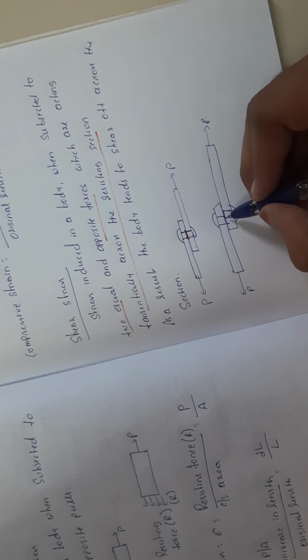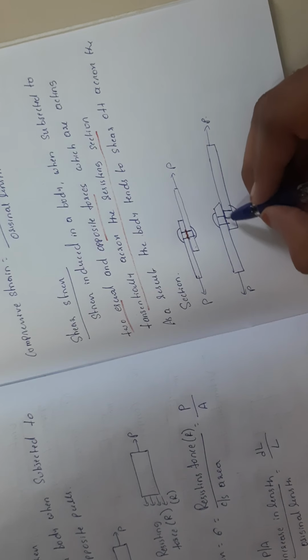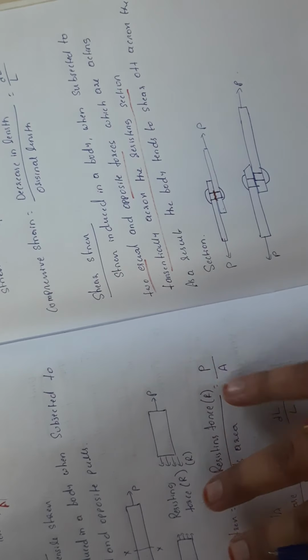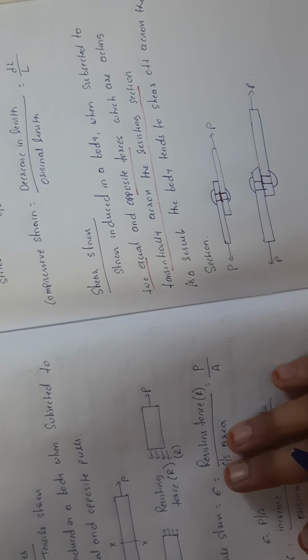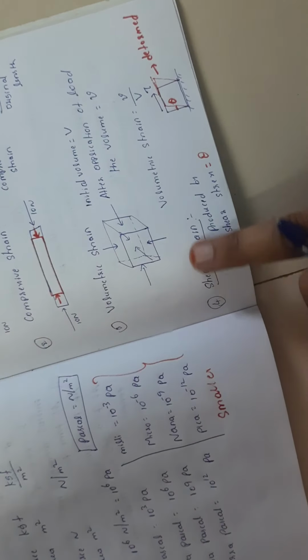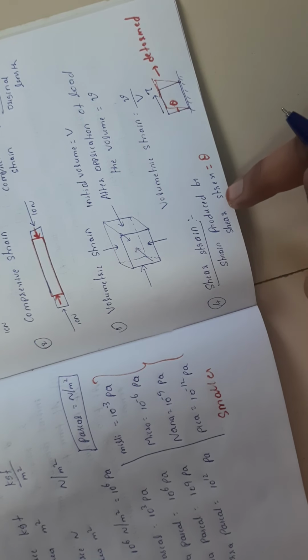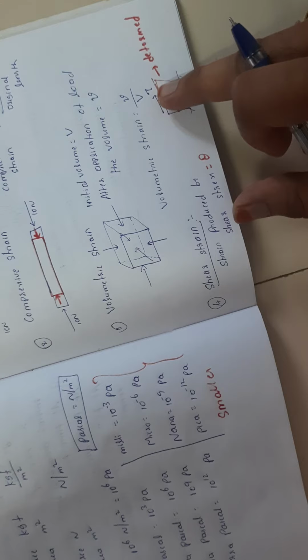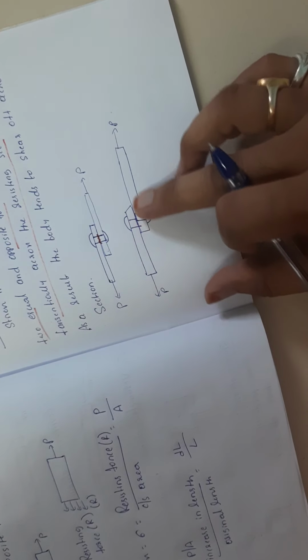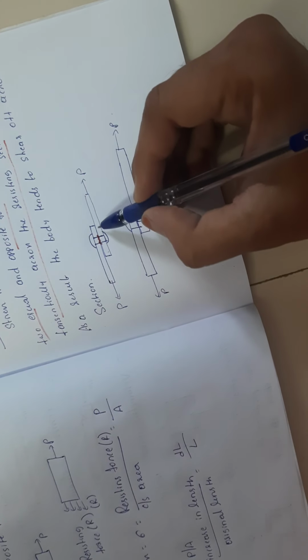This kind of failure, or this kind of application of force, is called shear stress. The stress induced because of this kind of tangential force is called shear stress. I told you just before, some 10 minutes before, about shear strain. The strain produced due to shear stress is called shear strain. Shear stress is the stress which acts parallel to the cross section. So here the shear stress will act parallel to the cross section. That is called shear stress.